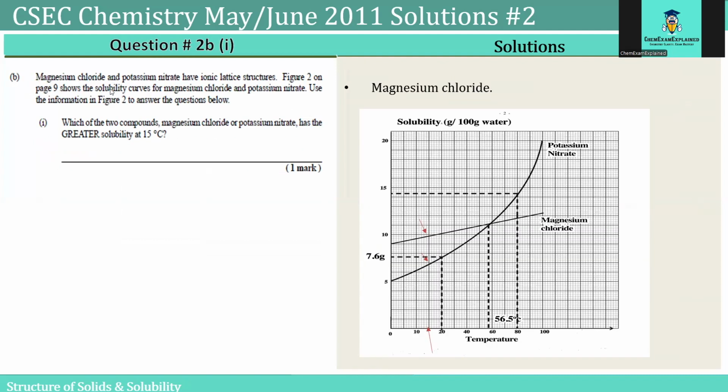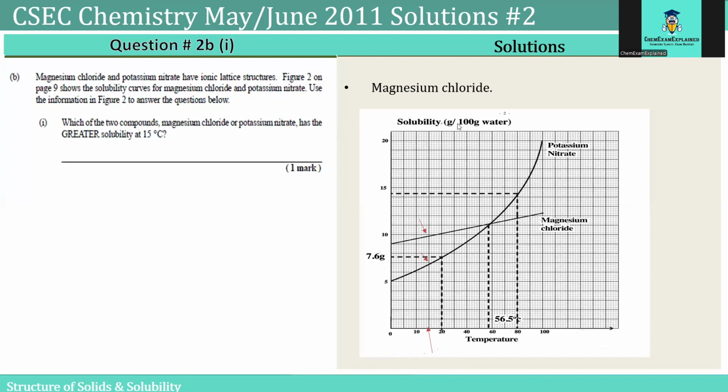2B Part 1. Magnesium chloride and potassium nitrate have ionic lattice structures. Figure 2 on page 9 shows the solubility curves for magnesium chloride and potassium nitrate. Use the information in Figure 2 to answer the question below. Part 1. Which of the two compounds, magnesium chloride or potassium nitrate, has the greater solubility at 15 degrees Celsius?